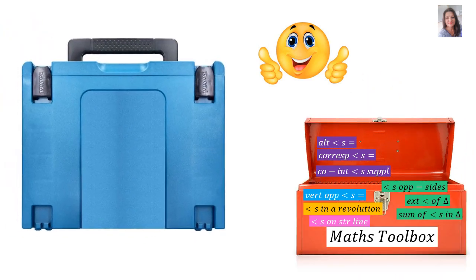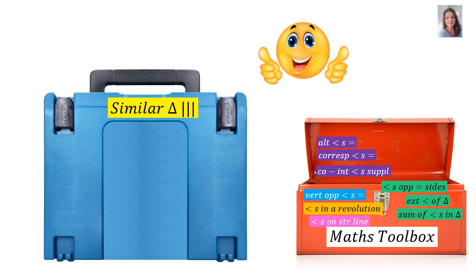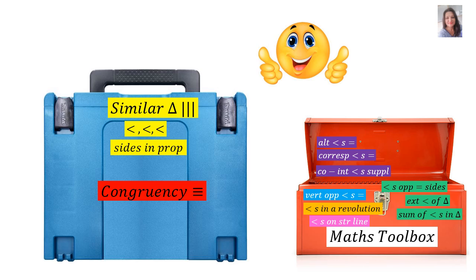Now you have an additional toolbox, and this one contains the 2 rules for similar triangles, and that is 2 triangles will be similar when 3 angles are equal or when their sides are in proportion, and triangles will be congruent. There's 4 reasons: either side, side, side, or side, included angle, side, or angle, angle, side, and when you're dealing with a right angle triangle, RHS, right angle, hypotenuse, side.